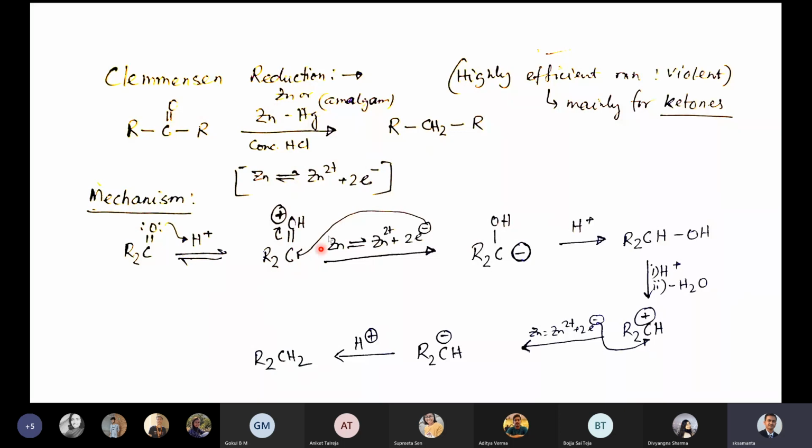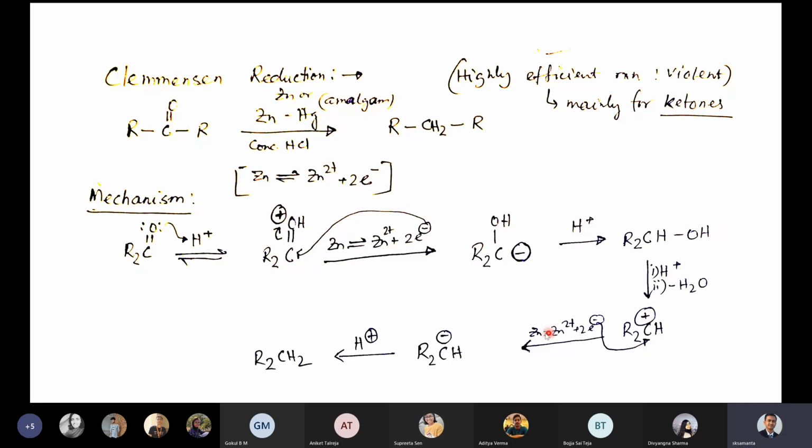So the zinc present in the reaction medium forms Zn2+ and 2 electrons. These 2 electrons are then transferred to this carbon. So this carbon generates a negative charge and this double bond goes away. This negative charge then abstracts a proton to reduce it one time. Okay, it is R2CH and OH. But there is again concentrated HCl present in the medium, so it protonates this OH to form OH2+, which is a very good leaving group. So it leaves, minus water, and it forms R2CH+.